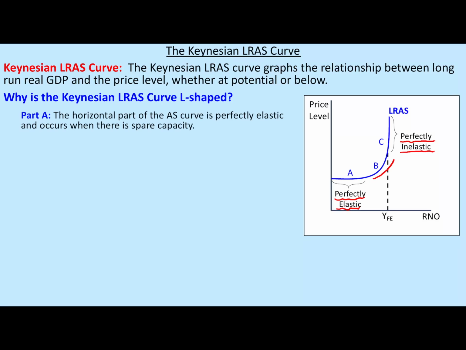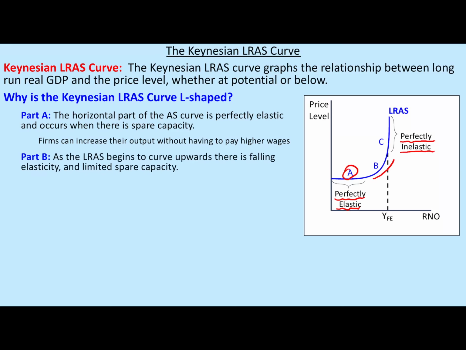So let's have a look at part A first, the elastic part. This occurs because at this part there is plenty of spare capacity in our economy. Firms are able to increase what they're making very easily without having to pay higher wages. There are lots of workers hanging around who you can pay the going wage to and increase your output. And it's not just workers, it's capital, land, etc.